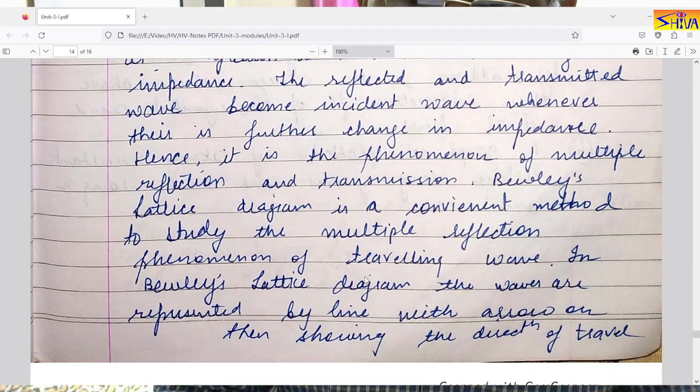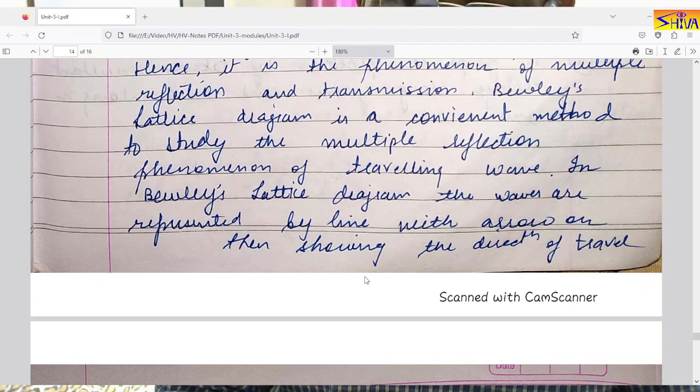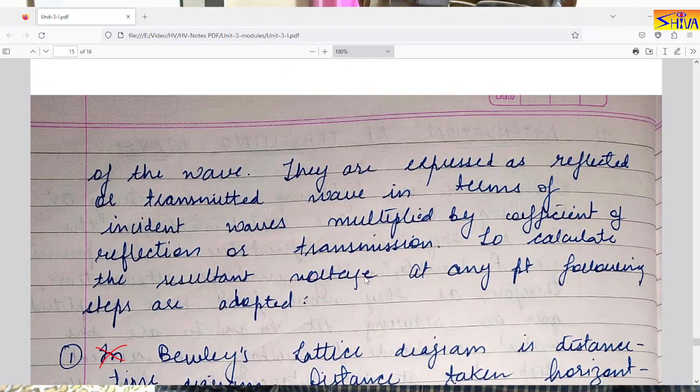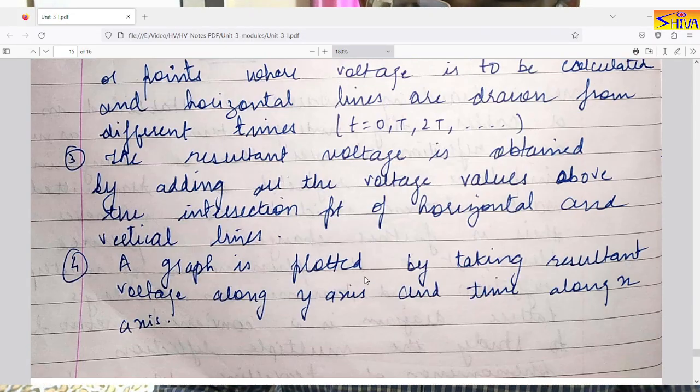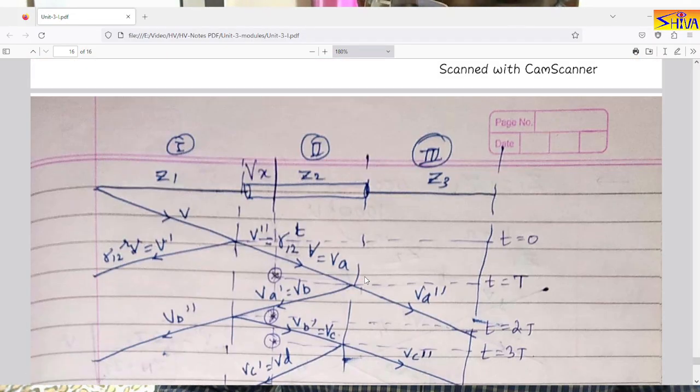In Bewley's lattice diagram, the waves are represented by lines with arrows on them showing the direction of travel of the wave. They are expressed as reflected or transmitted waves in terms of incident waves multiplied by the coefficient of reflection or transmission. Let's see what this means.